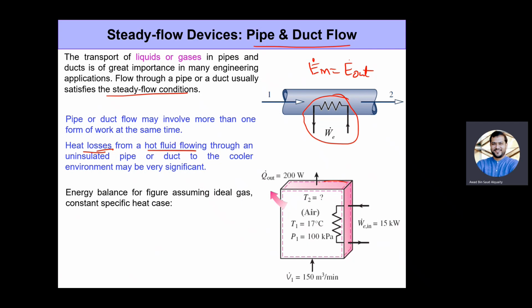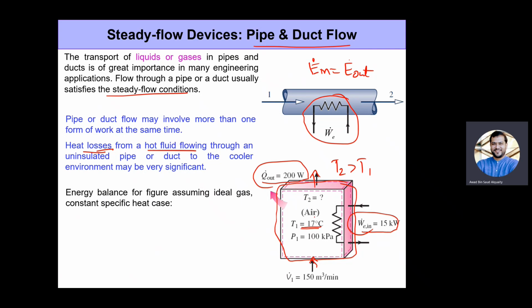If you're dealing with a duct like the one shown, there's air coming in at some volume flow rate and going out at another volume flow rate. There is heat loss to the surroundings, and also some electrical work input which is being used to heat up the air. Of course, if you're heating it up, then T2 should be greater than T1. Otherwise, you don't need this sort of duct system.